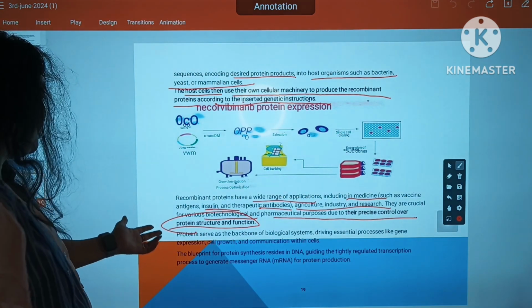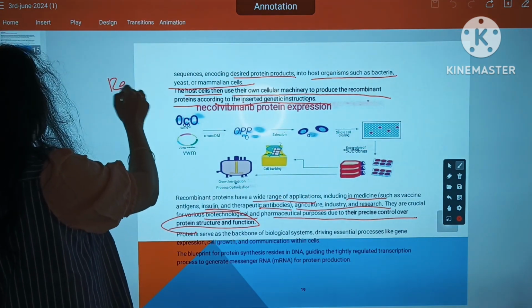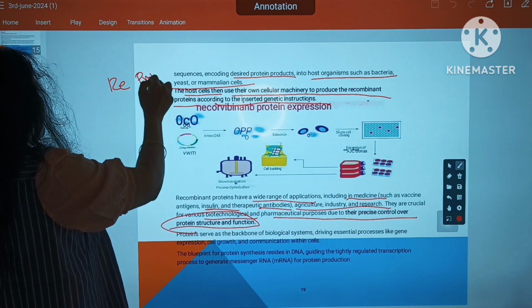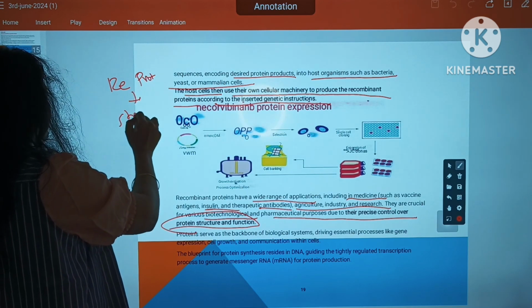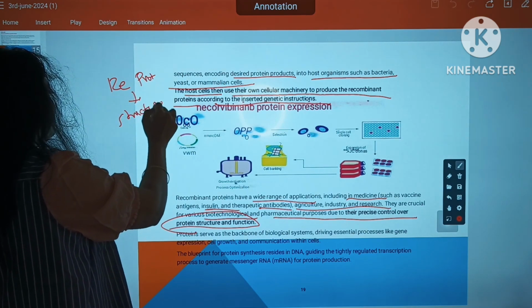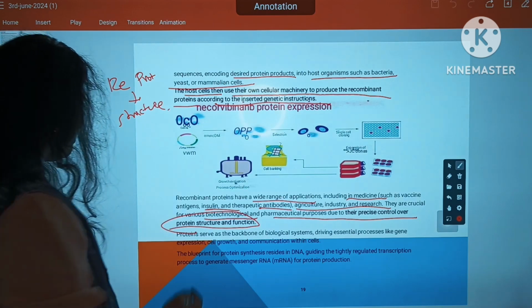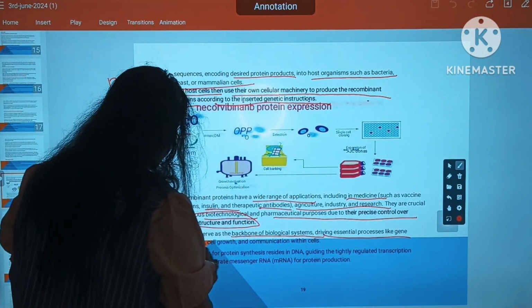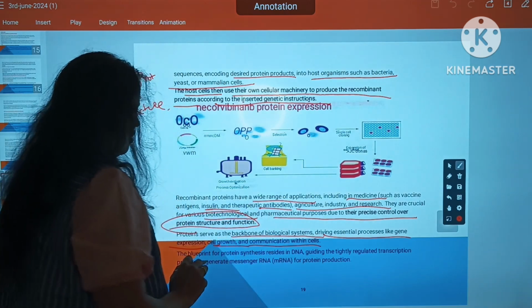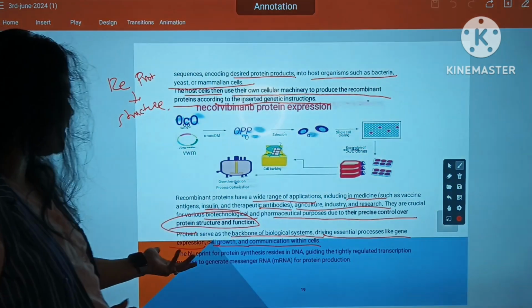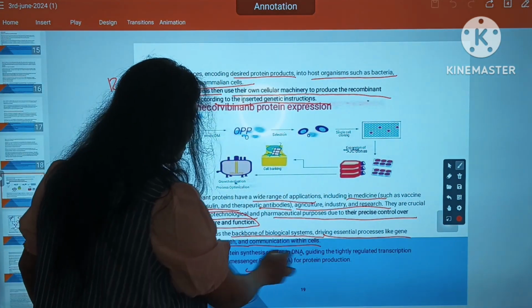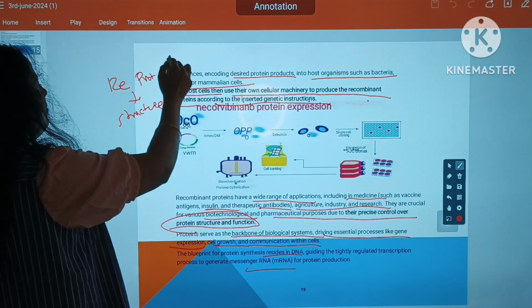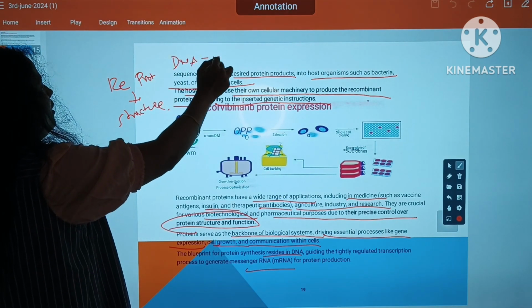Means recombinant protein having structure, functions that are useful to make vaccines. Proteins serve as backbone of biological systems, processes like gene expression, cell growth, communication within cells. These are all science items. mRNA, RNA, DNA parts are mRNA.